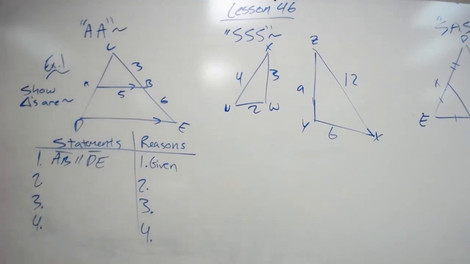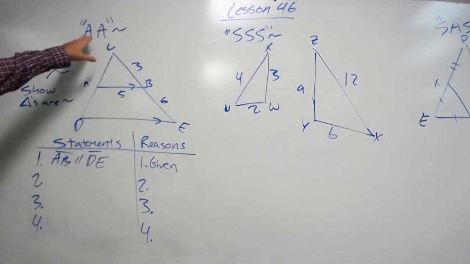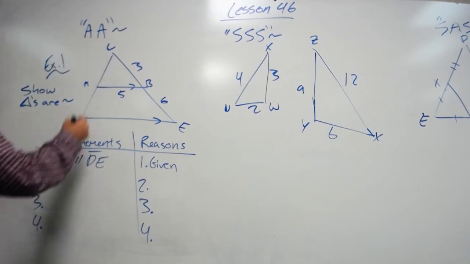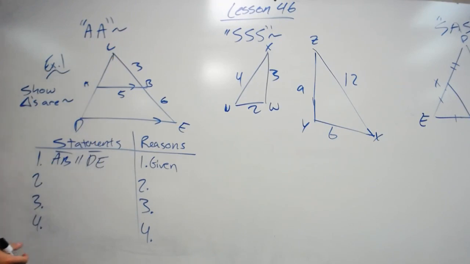Here in lesson 46, we're going to learn about triangle similarity for three different categories. The first one we're going to talk about is angle similarity. We haven't talked about this one before. Let me show you an example of a triangle with angle similarity, and then it wants us to walk through a proof in example 1.